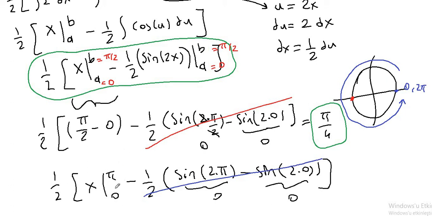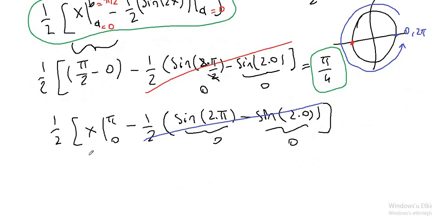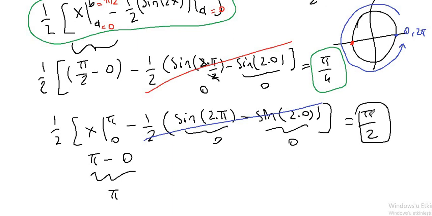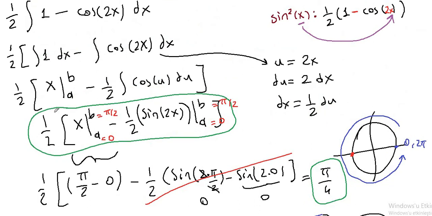So from here we obtain pi minus 0. The upper boundary is pi and the lower boundary is 0. Pi minus 0 is pi, so 1/2 times pi is pi over 2. So the answer would be pi over 2 if the limits of the integral were from 0 to pi. You can try different limits of integration using the same antiderivative we made here.